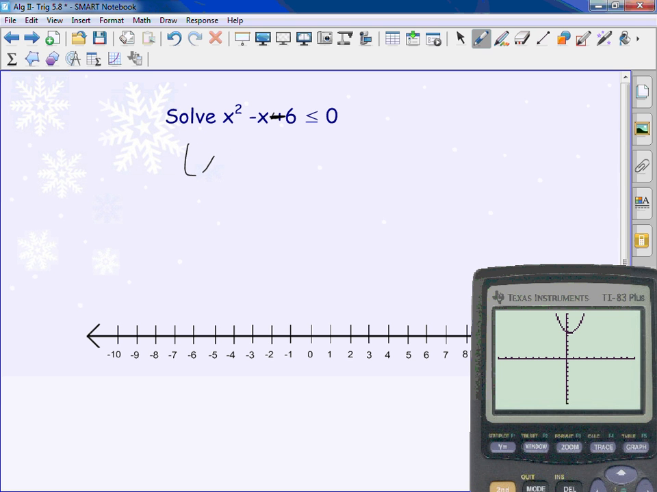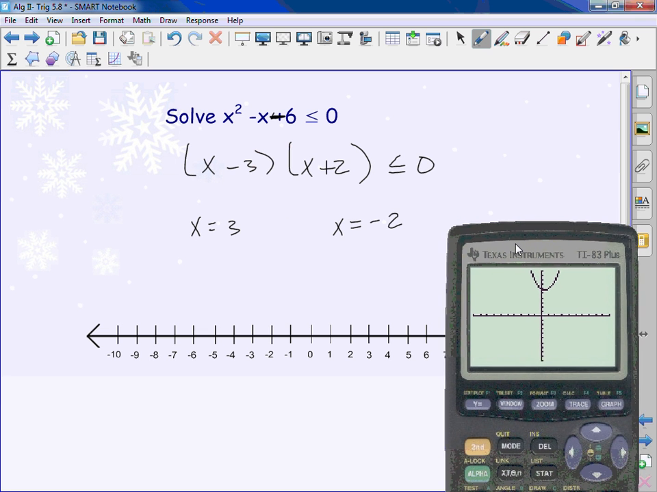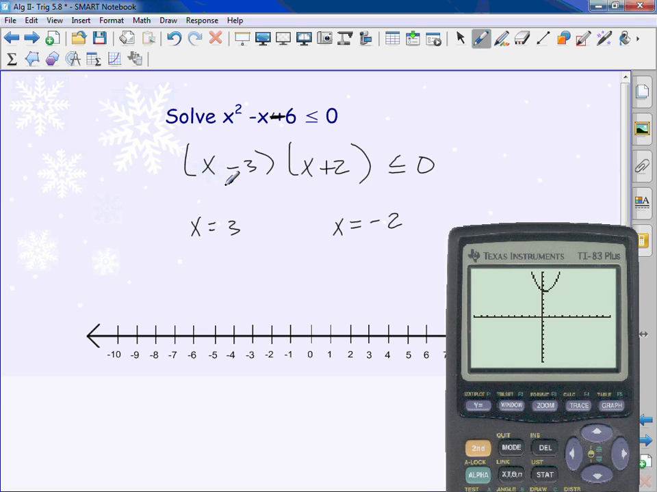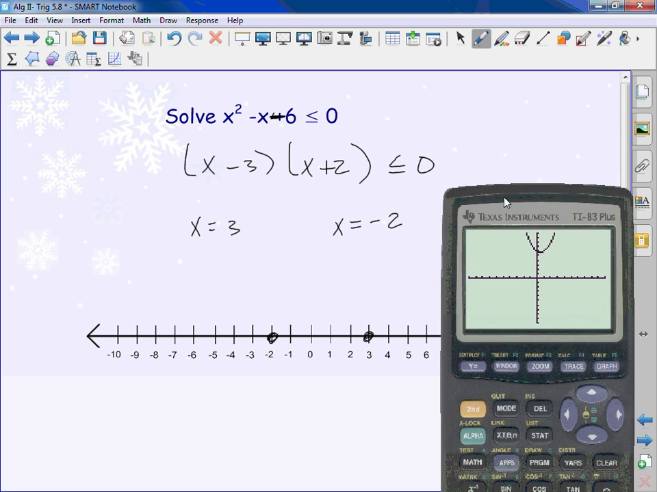x minus 3, x plus 2, less than or equal to 0. This one now I can factor because the signs have to be different. Since they're different, I have to subtract and get a 1. x is 3, x is negative 2. No, remember I'm changing the sign to find the intercepts. Therefore, instead of being x equals 3, wouldn't it be x is less than or equal? I'll show you.